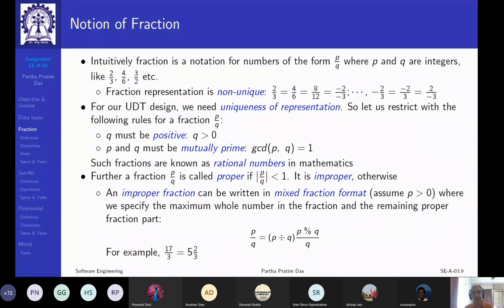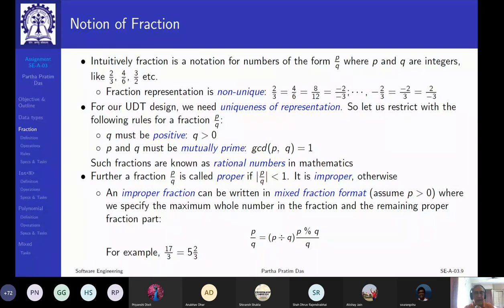So out of 2 by 3, 4 by 6, 8 by 12, and so on, only 2 by 3 would be eligible because in 2 by 3 the GCD is 1. In 4 by 6 the GCD is 2, which is not permissible. Similarly, if you have to represent minus 2 by 3, you will not allow 2 by minus 3, rather you will allow only minus 2 by 3. If you put these two restrictions, then the representation becomes unique, and that is what you know as rational numbers.